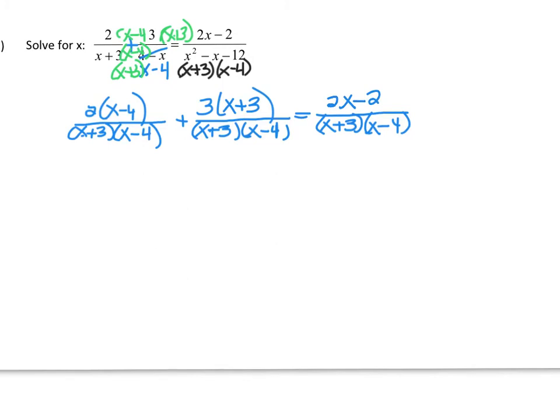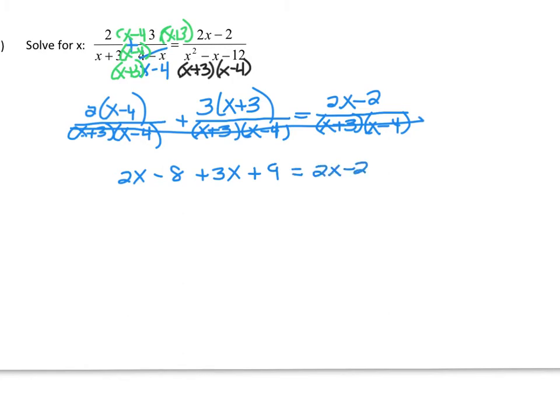Once all the denominators are the same, we don't need them anymore, but you have to first make sure they're all the same, okay? Once they're the same, we can just cross them off, and what we're doing is solving the equation that we're left with in the numerators. So I'm going to distribute. 2 times x is 2x, and 2 times -4 is -8. Now we have a positive 3, so positive 3 times x would be positive 3x, and positive 3 times 3 would be positive 9. And we can bring down the equals and the 2x minus 2.